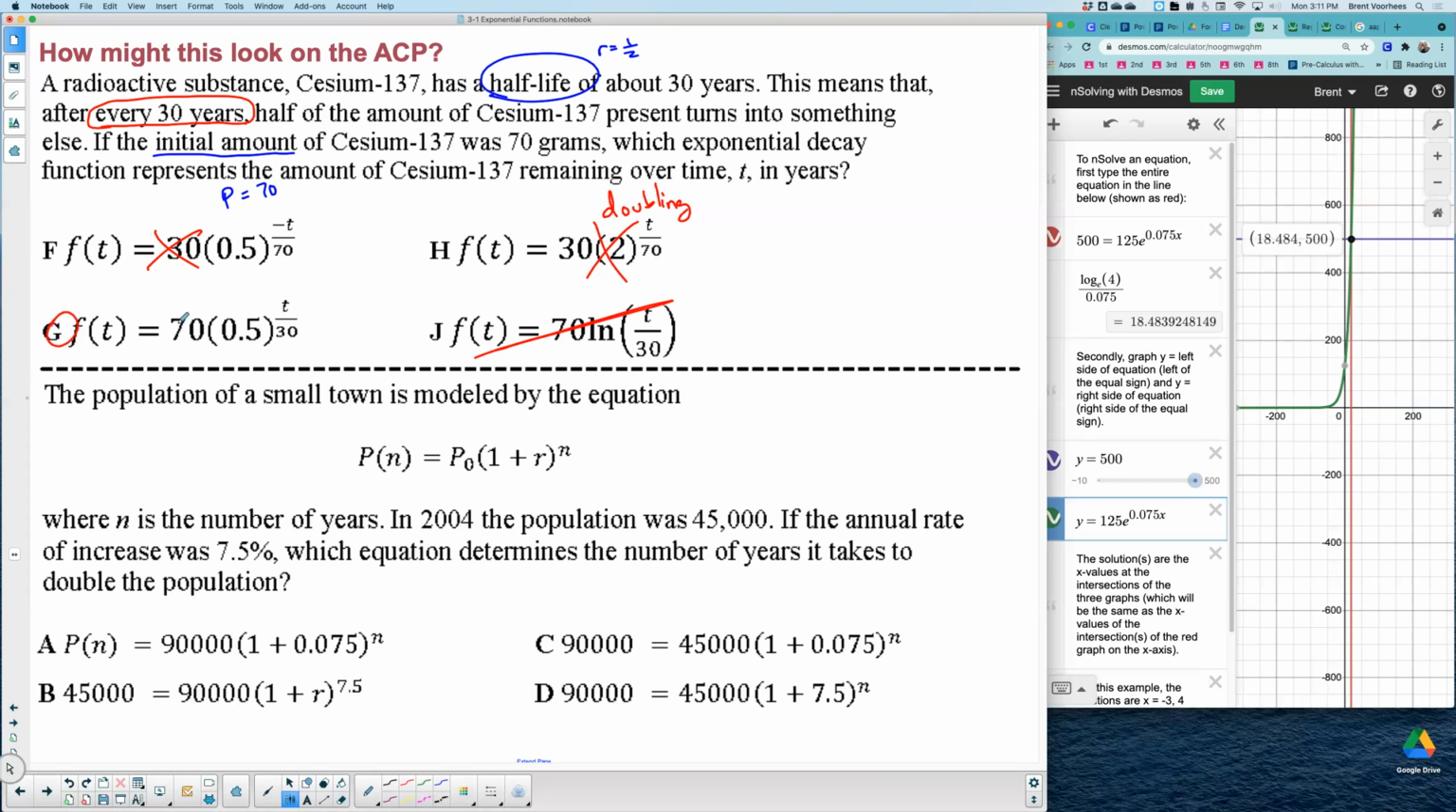So that's what's happening there. That's why G is the correct answer. It's because that is our P there. This becomes like the rate. It's getting cut in half, and it's every 30 years. That's what that means there. Okay. And now let's look at the second one.